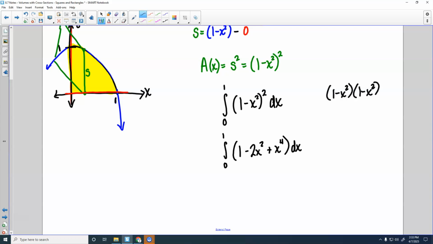Okay, questions so far? All right, then we're going to integrate. So whenever we integrate, we got x minus, we'll get x to the 3rd here, so we'll get 2/3 x to the 3rd. And here we're going to increase our exponent by 1. We'll get a 5. We'll get 1/5 here. This needs to be evaluated from 0 to 1.